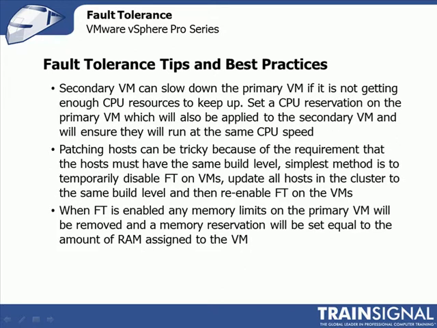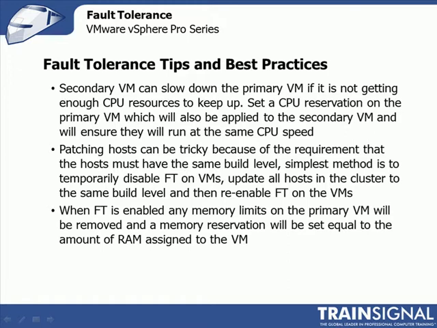Here are some more tips and best practices for using the fault tolerance feature. Be aware that the secondary VM can slow down the primary VM if it is not getting enough CPU resources to keep up. This is noticeable by a lag time of several seconds or more. To resolve this, try setting a CPU reservation on the primary VM, which will also be applied to the secondary VM, and will ensure that they run at the same CPU speed.